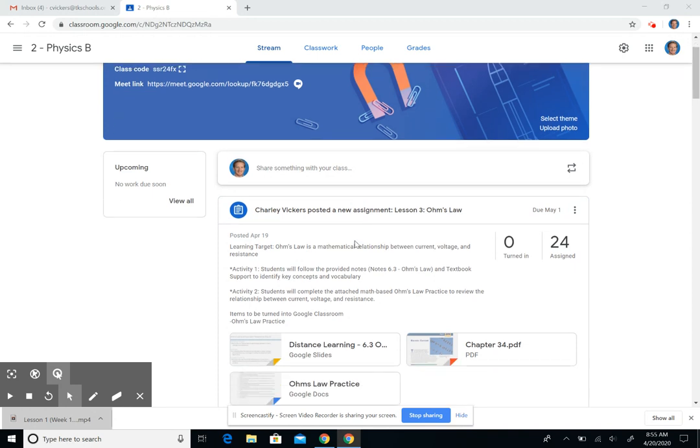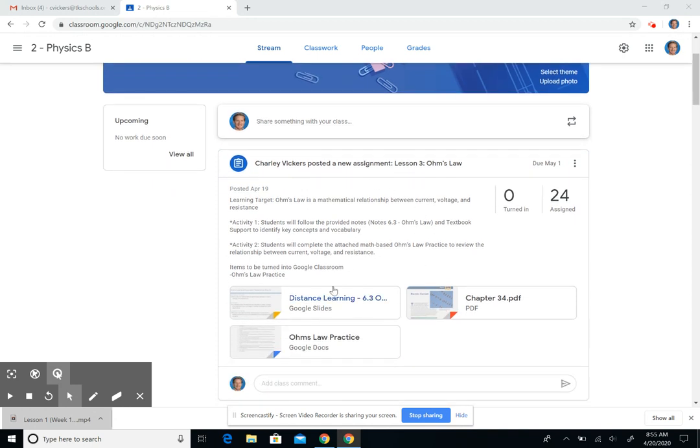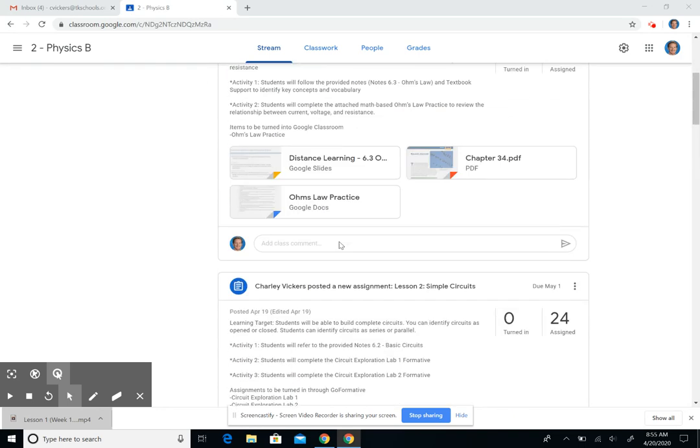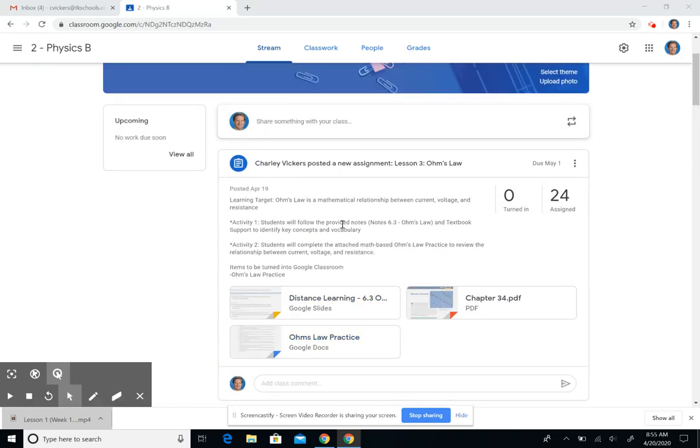So I just wanted to go through the lesson 3 expectations. Just like the last 2 lessons, all of this stuff will also be due May 1st. So if you're watching this on April 20th, you have 2 weeks to complete all this stuff. You can complete it at any time. Again, just make sure I get all of the assignments in by May 1st.